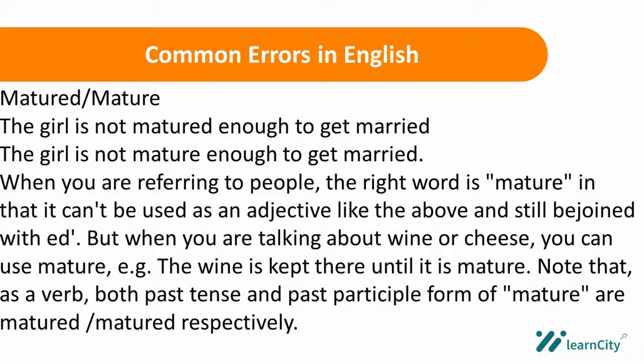The next one we're going to be looking at is matured and mature. All right? Now, let's look at these sentences. The girl is not matured enough to get married. And the girl is not mature enough to get married. When you're referring to people, the right word is mature. And it cannot be used as an adjective and be joined with an ed.